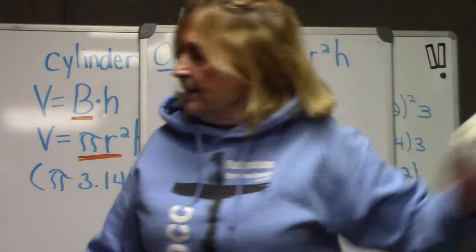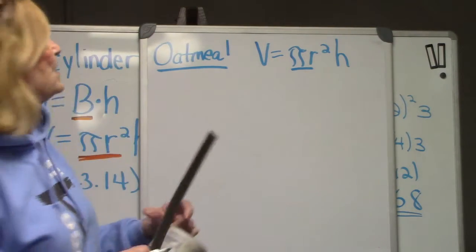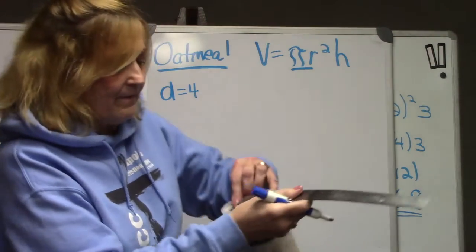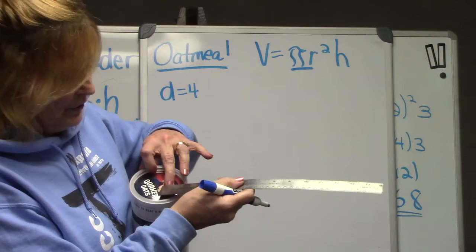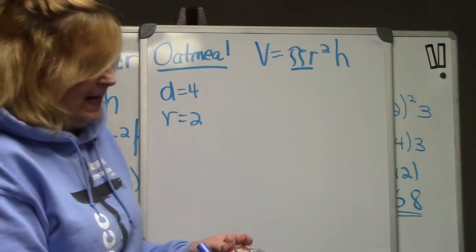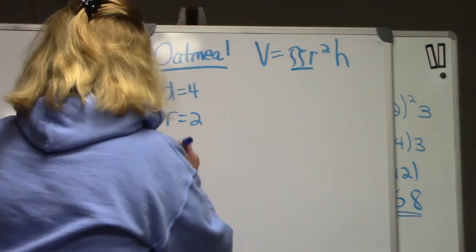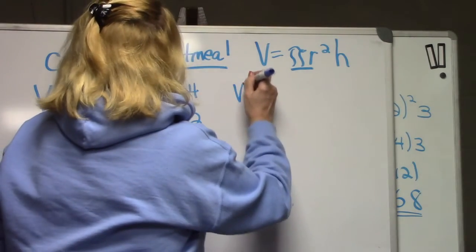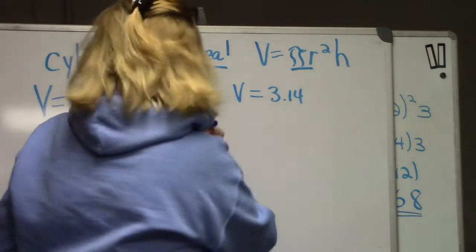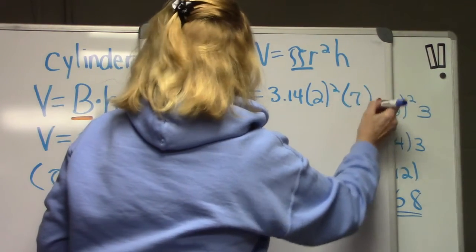All right, so let's measure what we got here. Across the top, the diameter is 4. So if the diameter is 4, the radius is half of that. So from the center point of the circle to the outside rim is the radius. That would be 2. And then our height, for our oatmeal, is 7. So I have volume equals 3.14, which is what we're always going to use for pi, r squared, which is 2 squared, and then our height is 7.